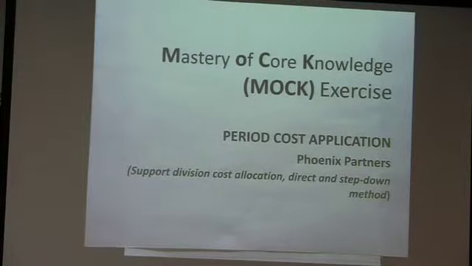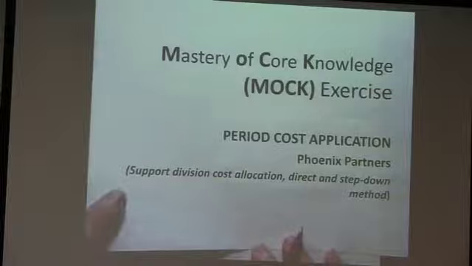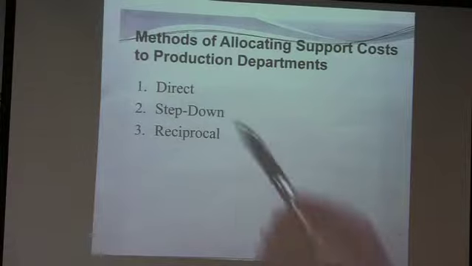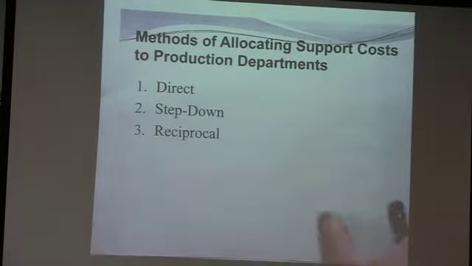products or individual departments that we may want to track certain costs or a certain profitability measurement for. So in this question, we're going to look at the direct and step-down methods. Before we go to the actual question, let's take a look at the methods that we have available. There are basically three methods, and they are called direct, step-down, and reciprocal.